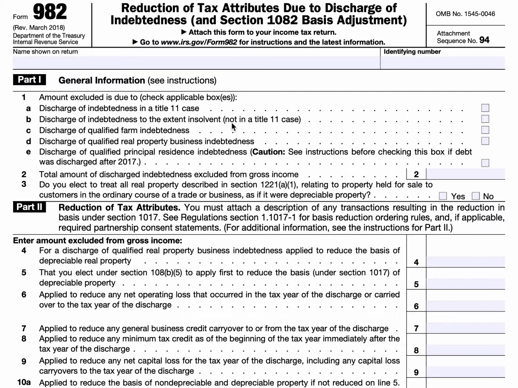In line 1D, this is qualified real property business indebtedness. So this is indebtedness, besides qualified farm indebtedness, that is incurred or assumed in connection with real property that is used in a trade or business. It would be secured by that real property, and you've made an election under this provision.